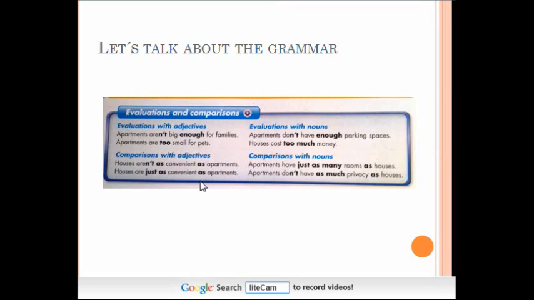Now, here we have houses aren't as convenient as apartments. As I was telling you in the last slide, houses are just as convenient as apartments. In this case, this is with nouns, and we are adding the countables and uncountables. They are using just as many rooms as houses. Apartments don't have as much privacy as houses. Privacy is uncountable, so we use much, and rooms is countable, so we use many.